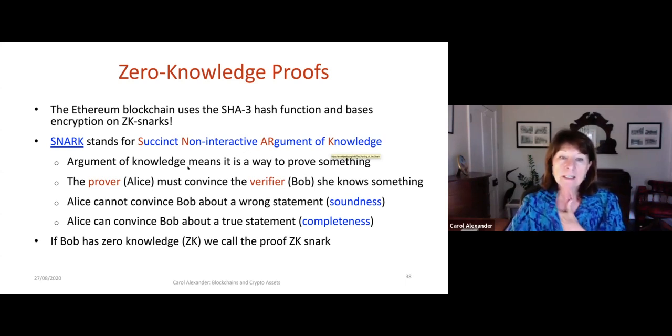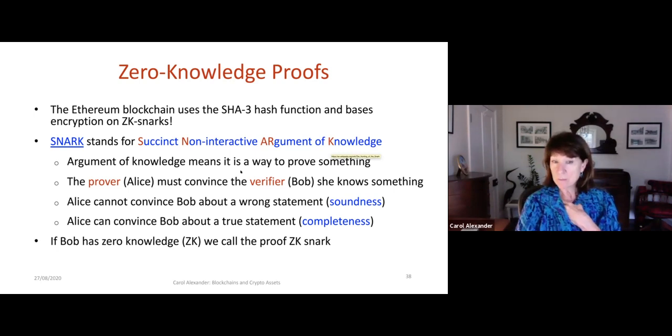An argument of knowledge means it's a way to prove something. An argument of knowledge is a proof, okay? The prover, Alice, convinces the verifier, Bob, that she knows something. And it's a SNARK if Alice can't convince Bob that a wrong statement is true. It's called soundness. And there is some strategy that she can use to convince Bob about a true statement. That's called completeness. And if Bob has zero knowledge, that's when we call it the proof a ZK SNARK.